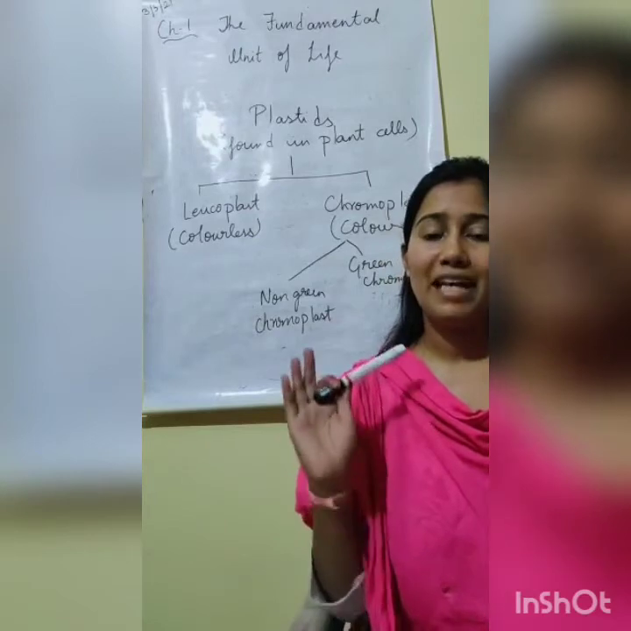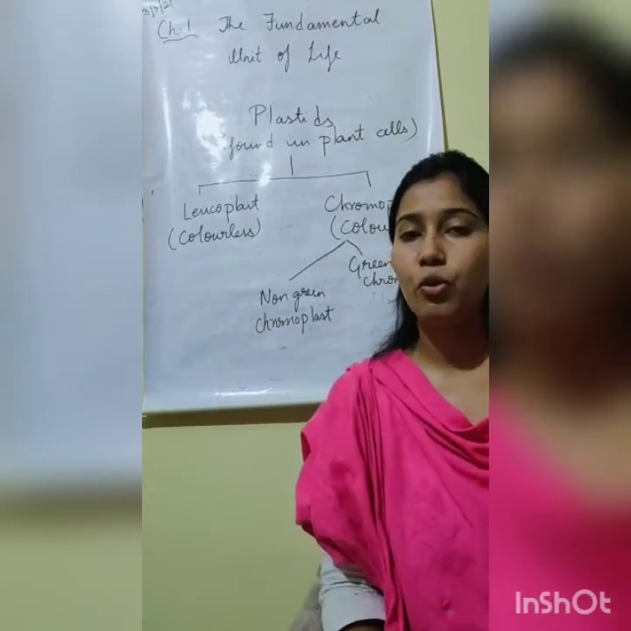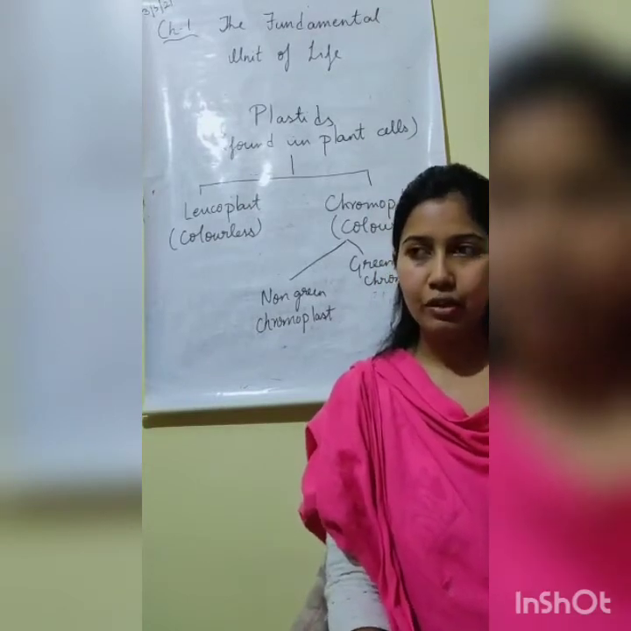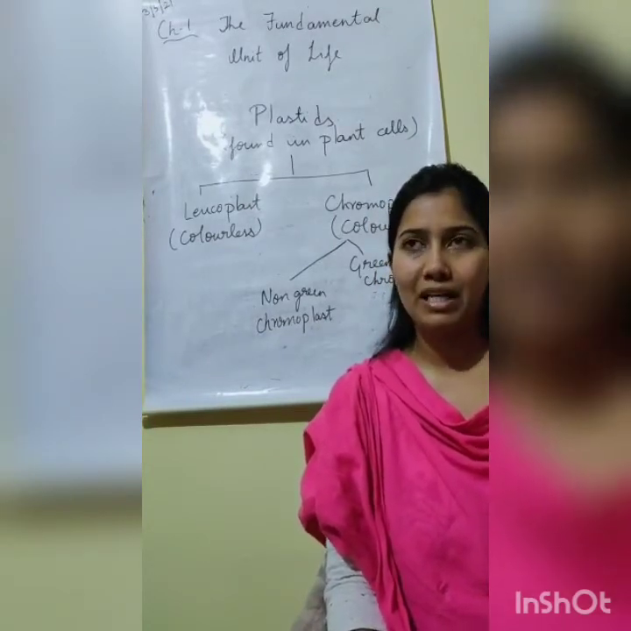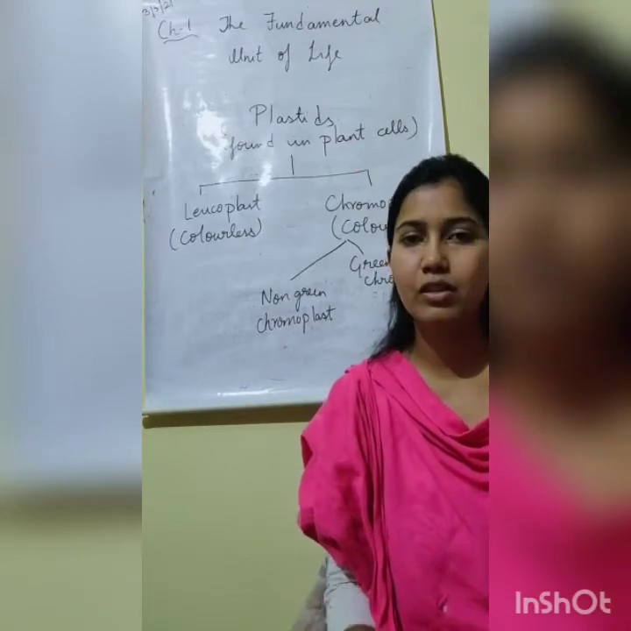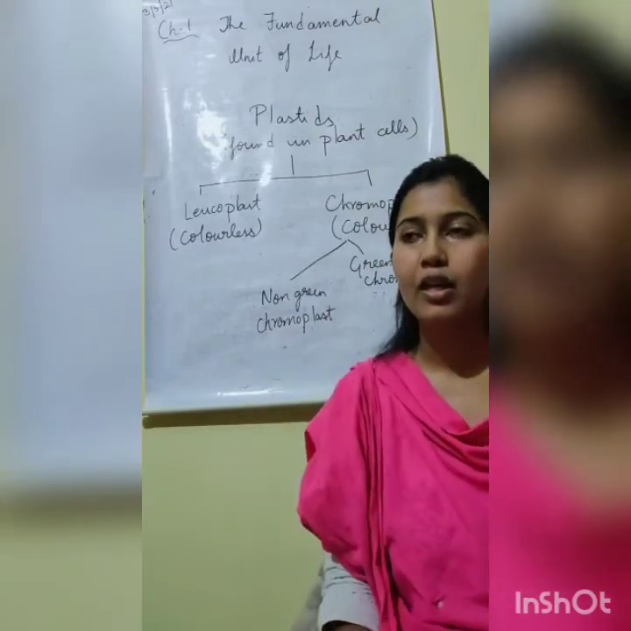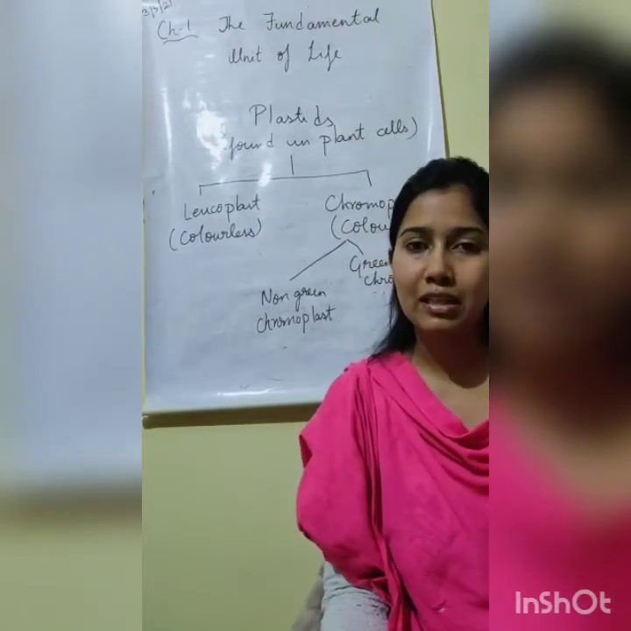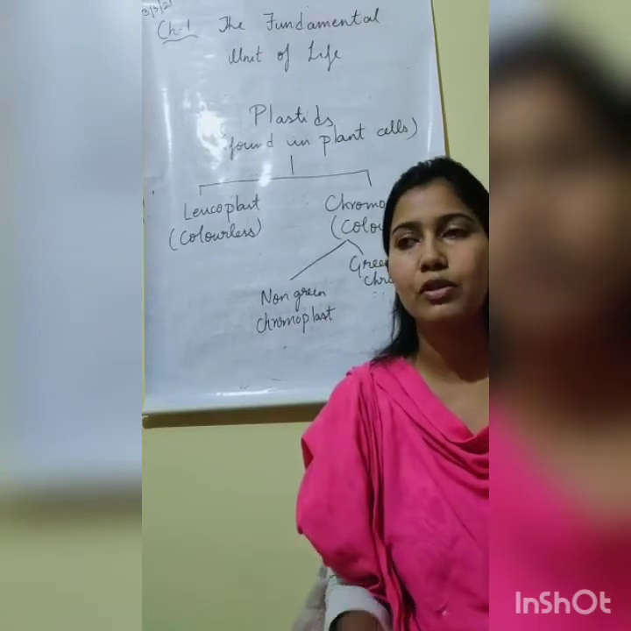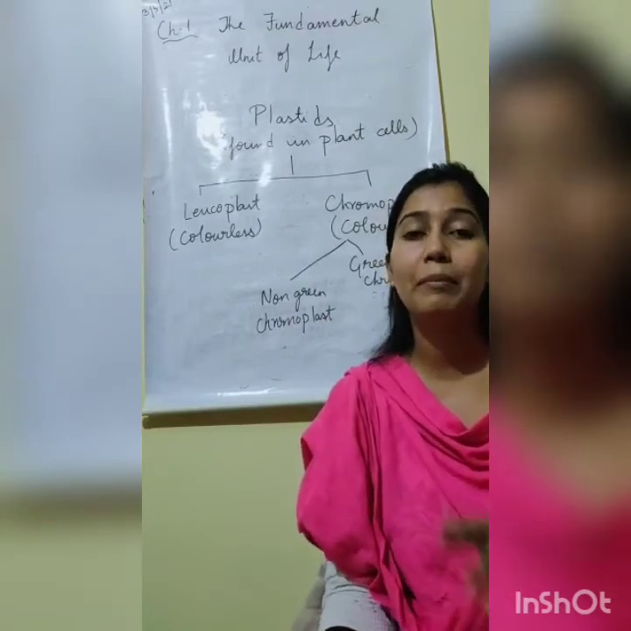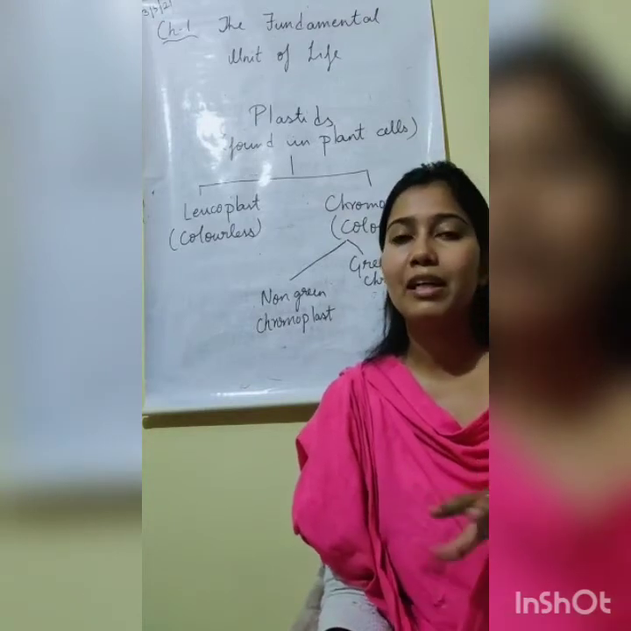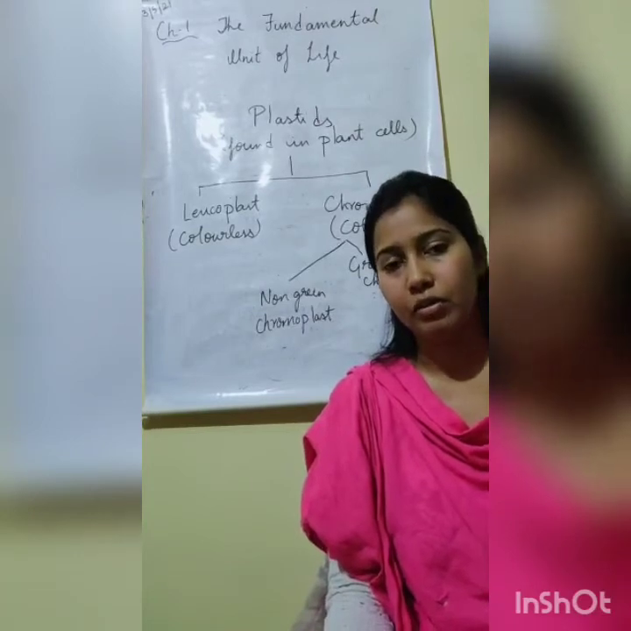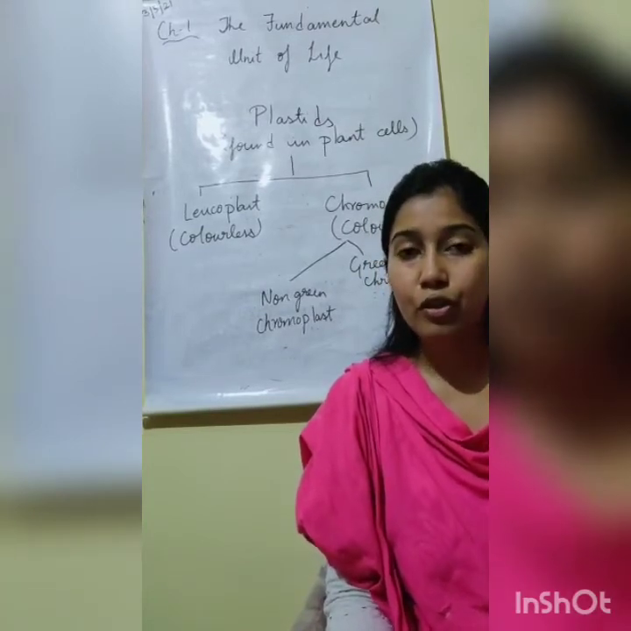So children, I hope plastids and their types are clear to all of you. Now moving on to the function of chloroplast. The chloroplast is the green chromoplast in which the green pigment chlorophyll is present. This chlorophyll traps the sunlight during photosynthesis and converts it into chemical energy in the presence of water and carbon dioxide. So this was the function of chloroplast.